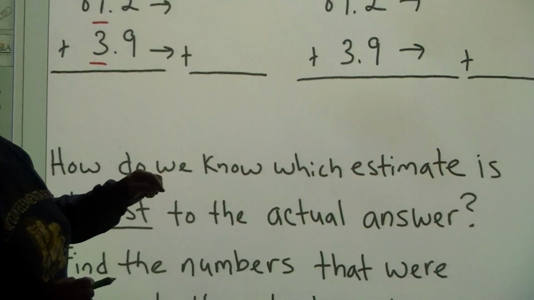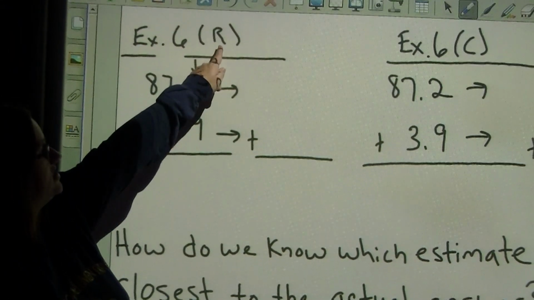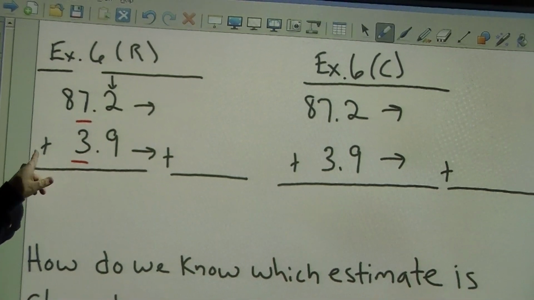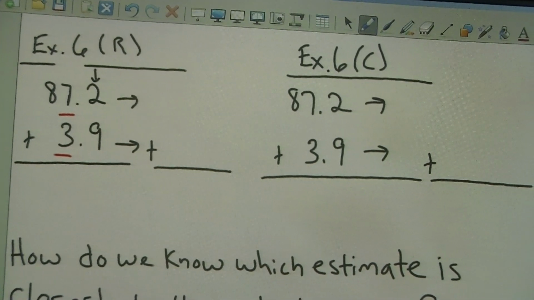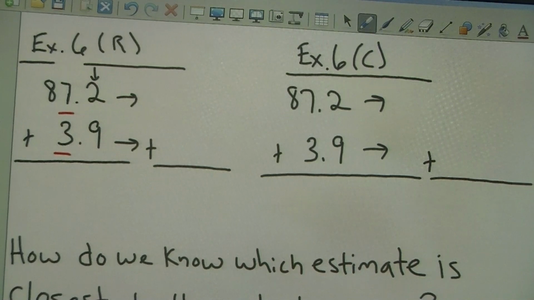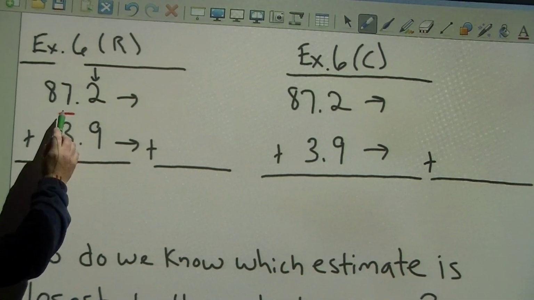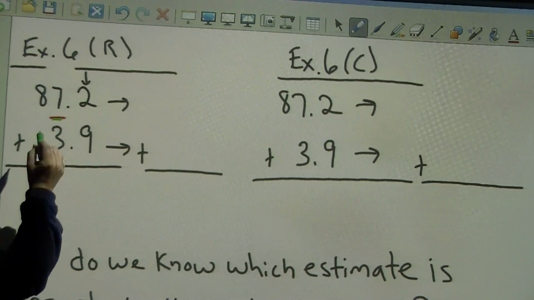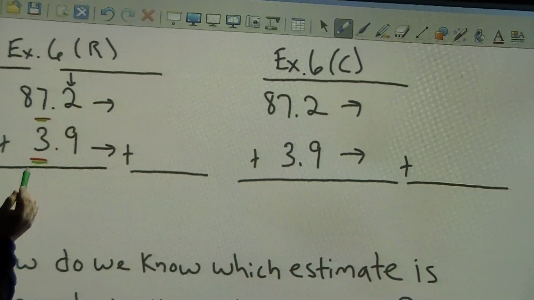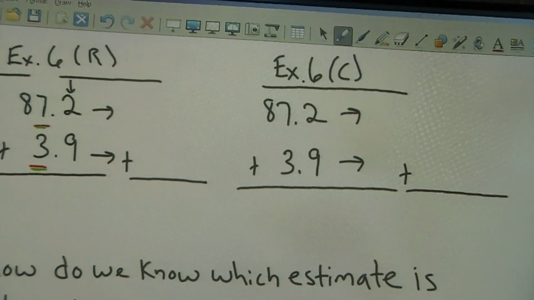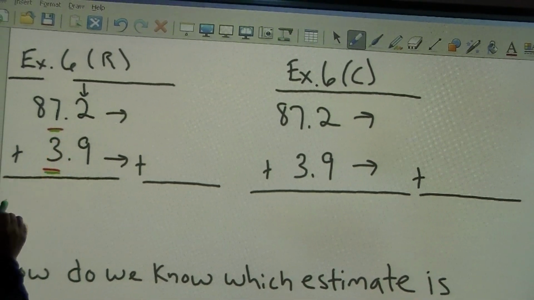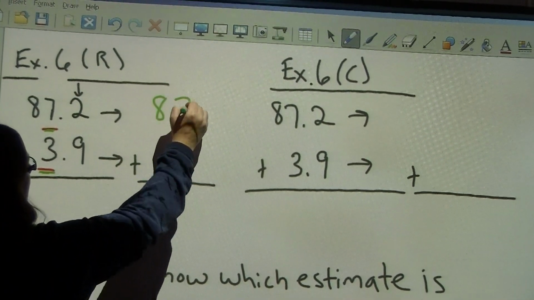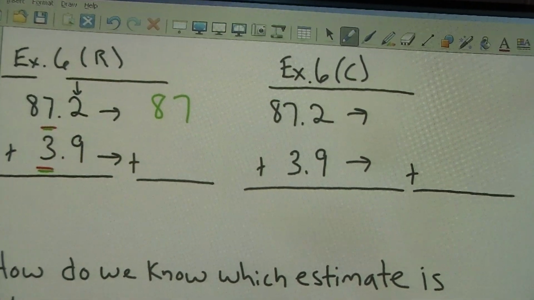Okay, let's do 2 more together. Number 6, this is the R for rounding. Let's get 87 and 2/10 copied down, plus 3 and 9/10. Okay, we are rounding decimals, so we round to the nearest whole number, again using the number that's in the ones place to underline. Then we look to the right to decide which way to round. 2 tells me that we're going to round down, which means this underlined number does what? Good, it stays the same. So this is going to round to 87, and this is just going to get dropped.